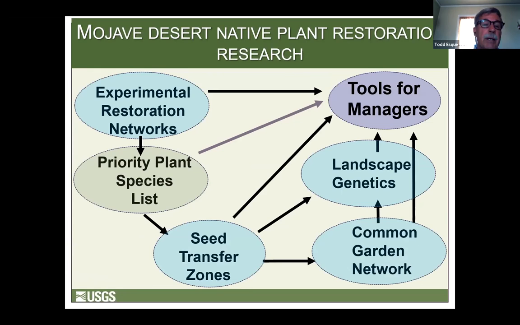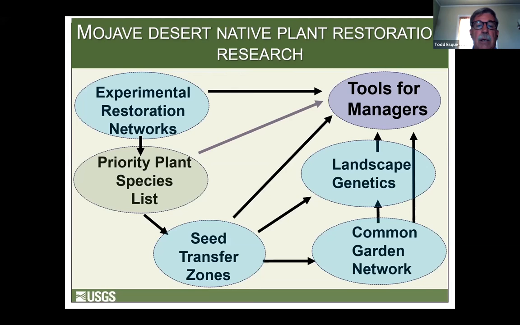But that was informed somewhat by some of the experimental restoration research networks that are available out in the desert right now, led by Leslie DeFalco and other folks in other institutions. So the priority plant species list has subsequently informed provisional seed transfer zones, as well as informed the work to establish empirical seed transfer zones with the use of the Common Garden Network and landscape genetic work. And all of these result in other tools for the managers we'll talk about at the end of the talk.